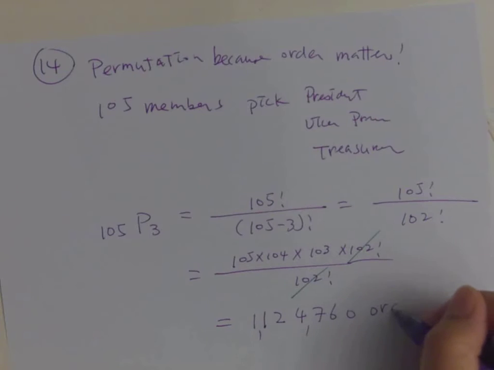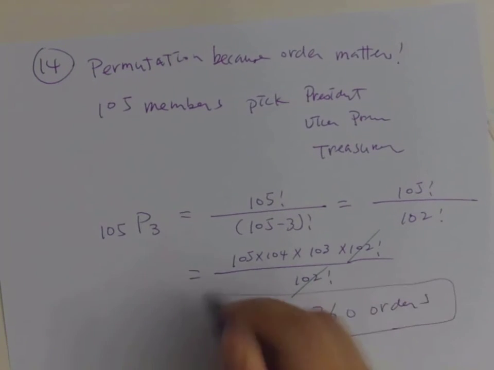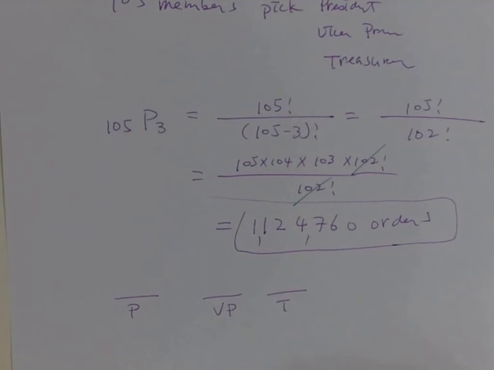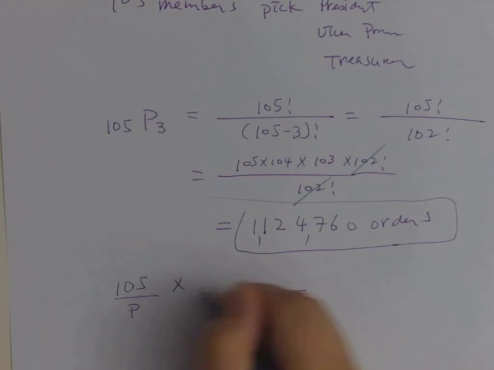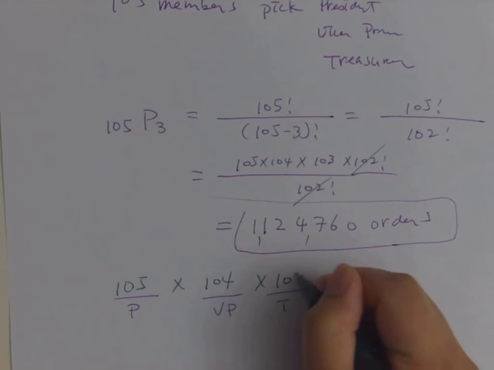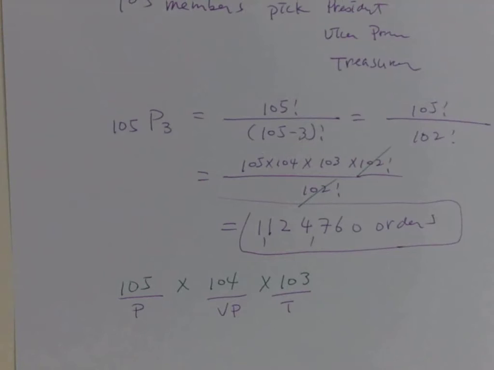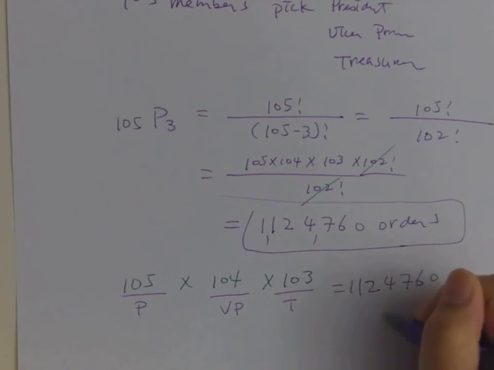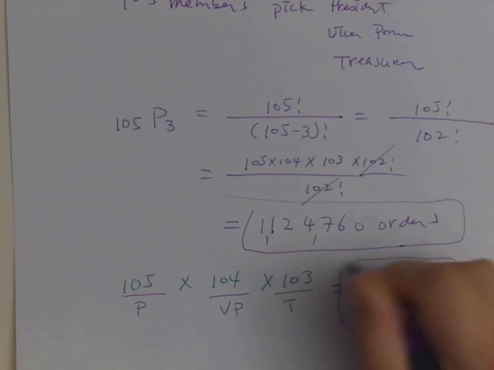Again, if you know what you're doing, permutation basically means you have 3 slots. This is the president, VP, and the treasurer, and you started with 105 members, right? So 105 choices times 104 choices times 103 choices. So it's doing the exact same thing: 105 times 104 times 103, right? So 1,124,460 orders. Either way would be okay.